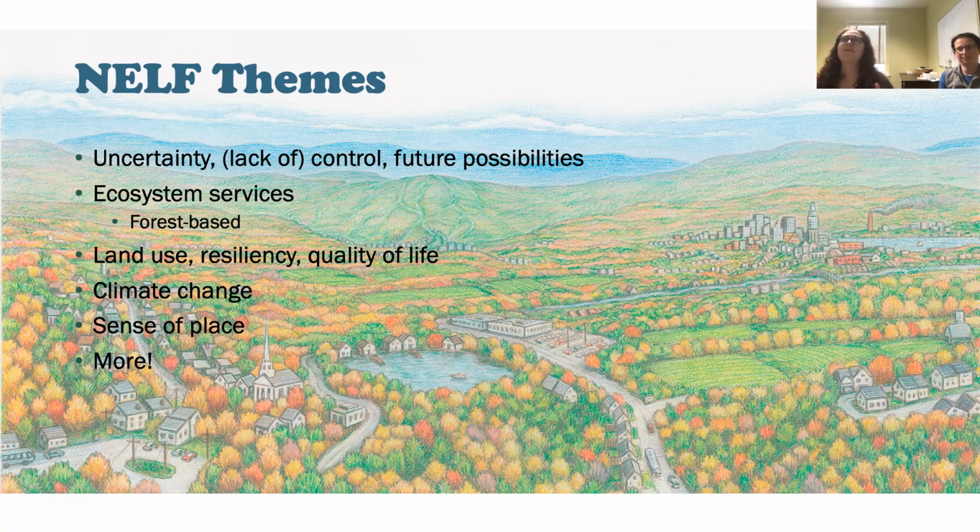And to preface all that, I just thought we would list some ideas that the tool can possibly speak to, which includes many more things beyond land use, like uncertainty, things within and outside of our control, and the consequences of those things that happen to us, and the many future possibilities. It's kind of a fundamental idea of this project. Ecosystem services, particularly forest-based ecosystem services, are something the tool can speak to, but also ideas of the relationship between land use, resilience, and quality of life, sense of place, climate change, and we think there are many more themes that the NELF Explorer could be related to.